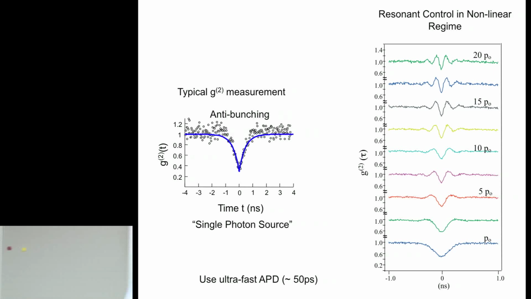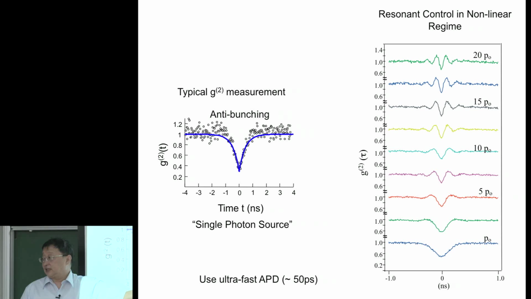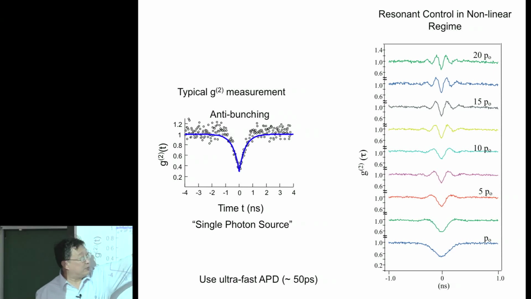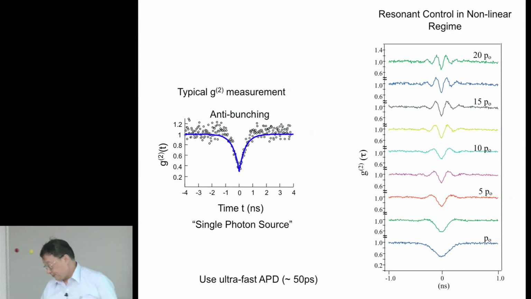So if you do non-resonant excitation, then you will see this famous anti-bunching. The anti-bunching means this is a quantum emitter, so if I detect a photon, then I cannot detect a second photon. I have to wait until this thing goes to the excited state. And its probability is related to its decay time. The T1 time is given like that.